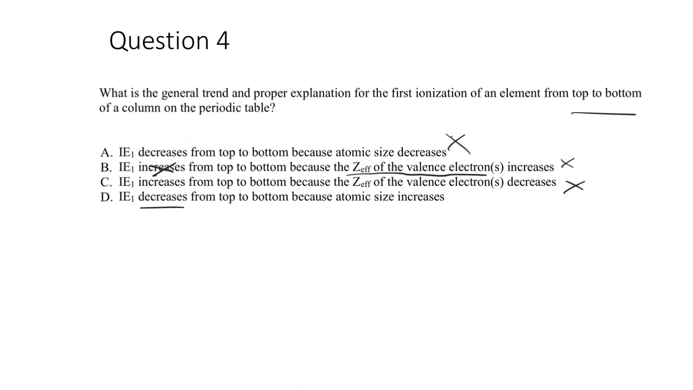That doesn't make any sense. The effective nuclear charge doesn't decrease from top to bottom, it slightly increases. But then the I1 decreases. The first ionization energy decreases from top to bottom because atomic size increases. That's the proper explanation. And you can even add, despite the effective nuclear charge increasing with the same trend. So despite the fact that effective nuclear charge increases, the ionization energy decreases due to the general increase of atomic size from top to bottom.